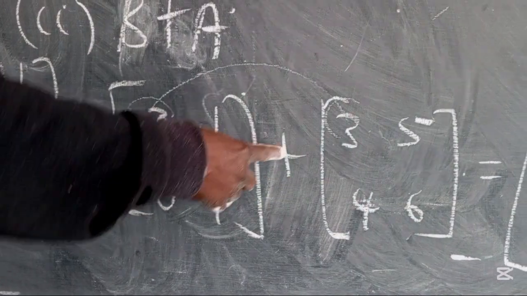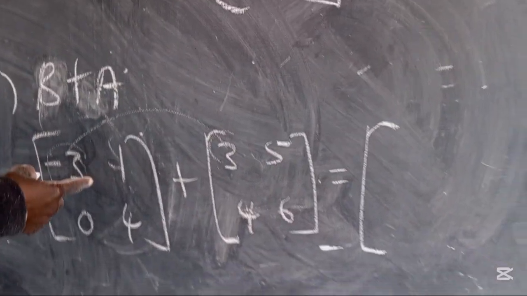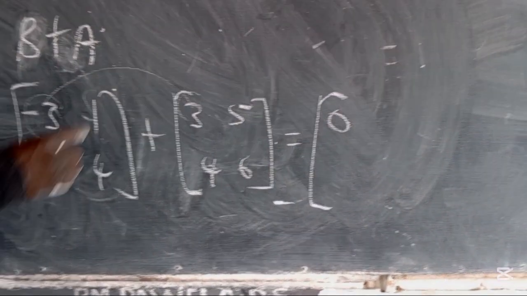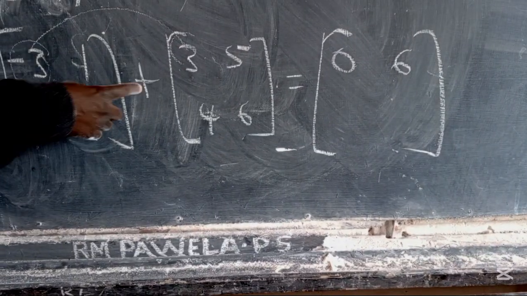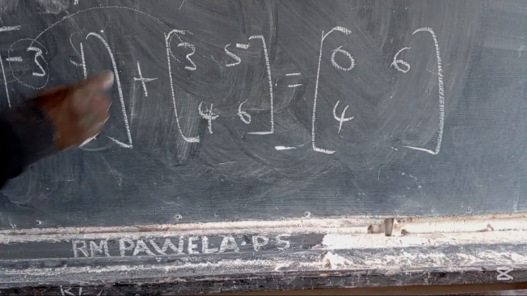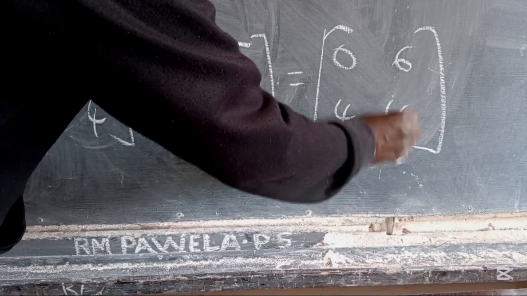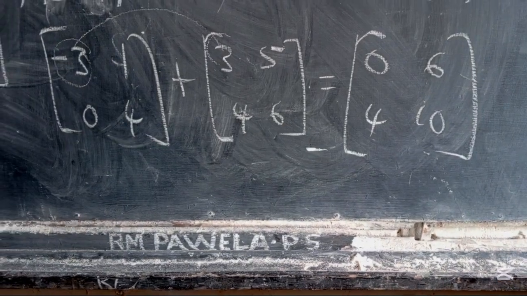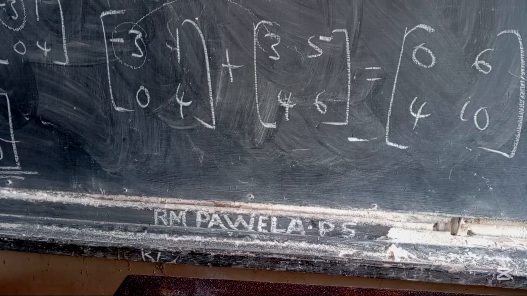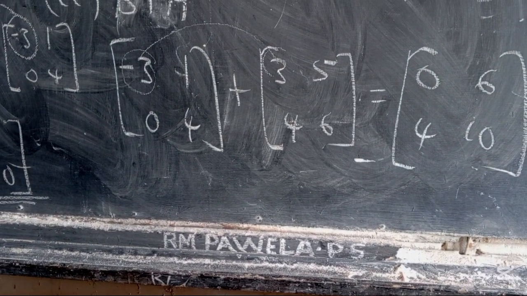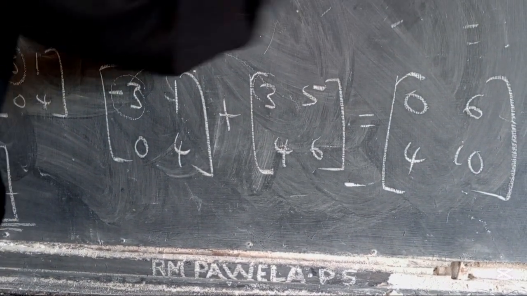Because negative 3 plus 3, it is the opposite. It will have a 0. 1 plus 5, it will be a 6. 0 plus 4, it will be a 4. 4 plus 6, it will be a 10. You can see something, we can conclude something here. What is that which I can conclude? I can conclude something with addition. What is that which I have concluded?